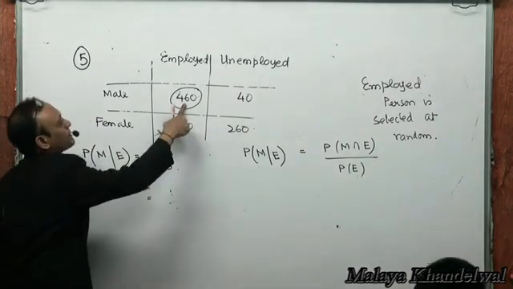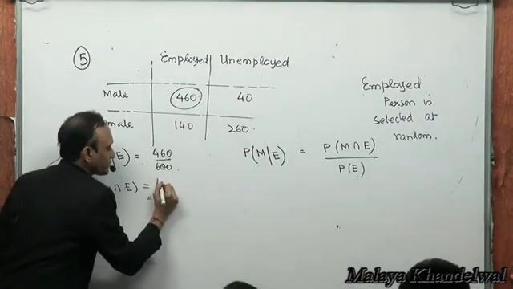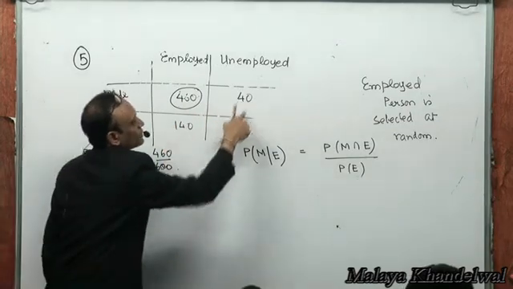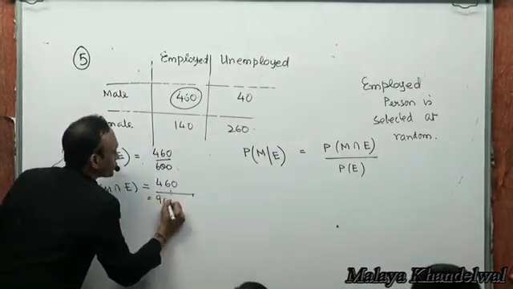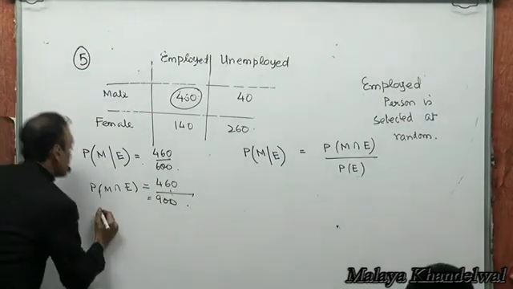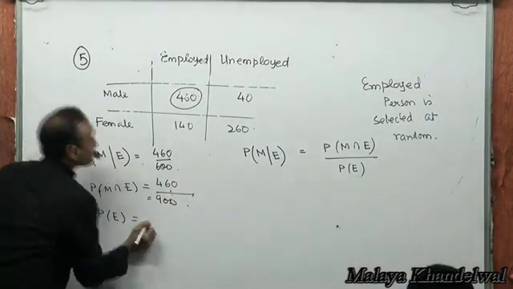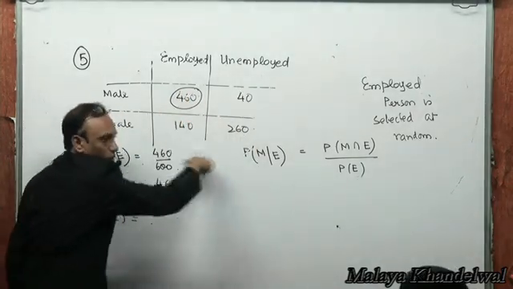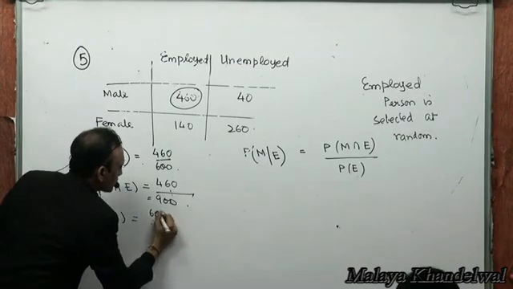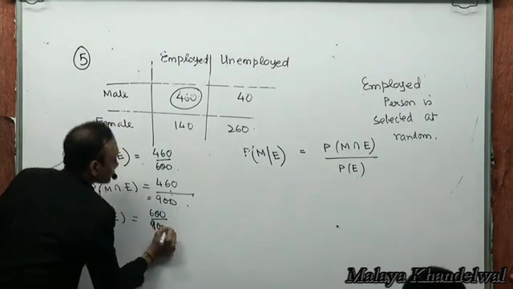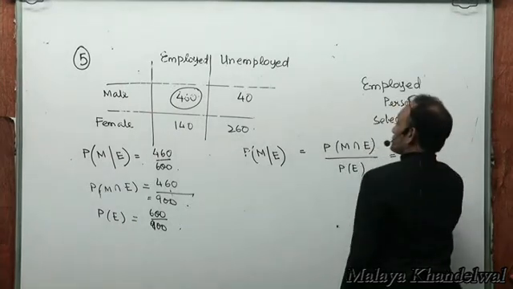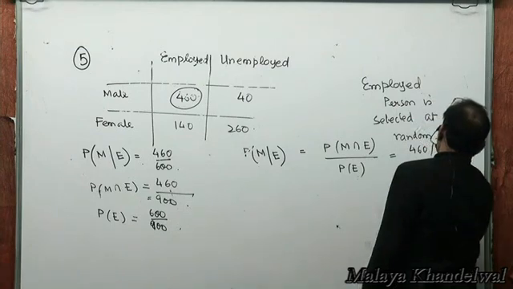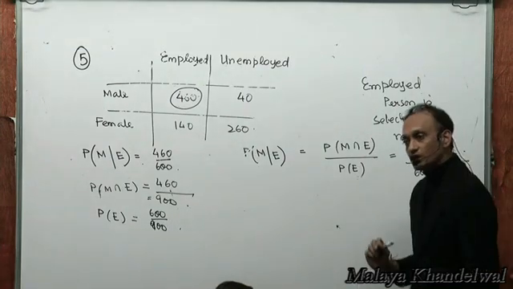How many members are there in male and employed? 460 divided by the total sample space. This is 640 plus 260, 900. Yes or no? Right? Male and employed. Probability employed would be 600 by 900, 600 divided by the total, which is 900. So this is 460 divided by 900, divided by 600 divided by 900, which is essentially the same thing.